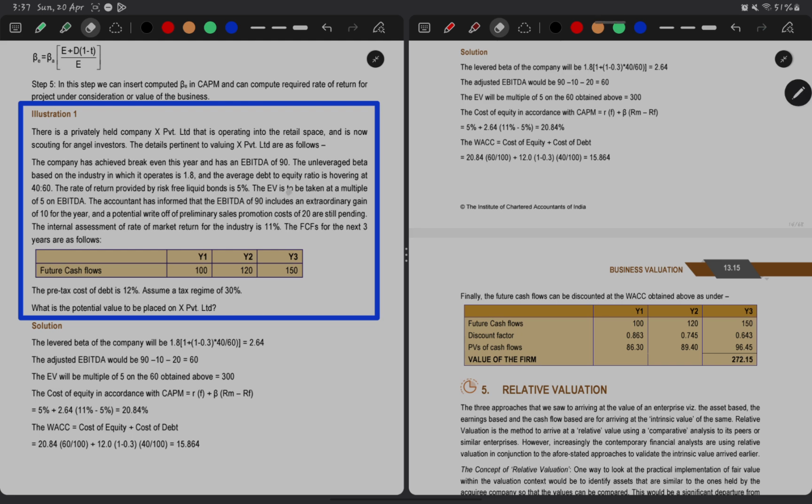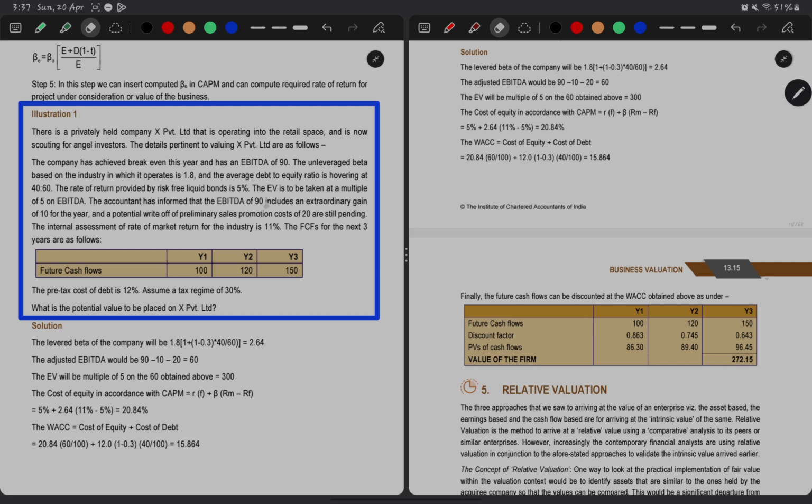And the average debt to equity ratio is hovering at 40 is to 60 percentage. So 60 percentage is funded by equity, and 40 percentage is funded by debt for X Private Limited. The rate of return provided by risk-free liquid bonds is 5 percentage. The EV is to be taken at a multiple of 5 on EBITDA.